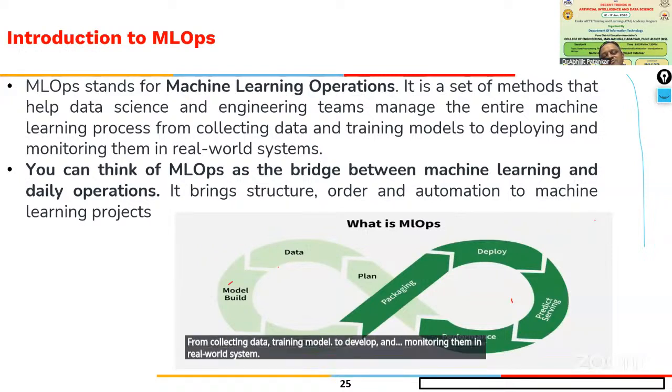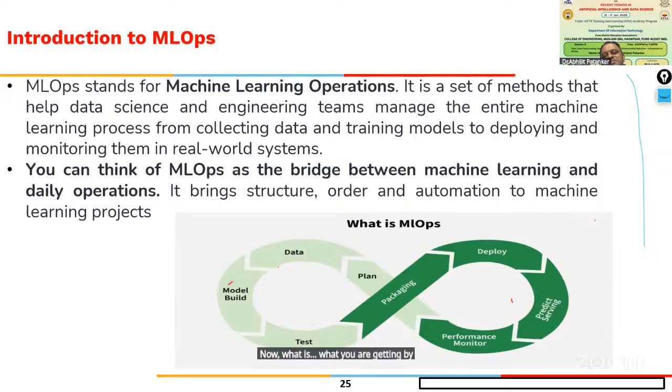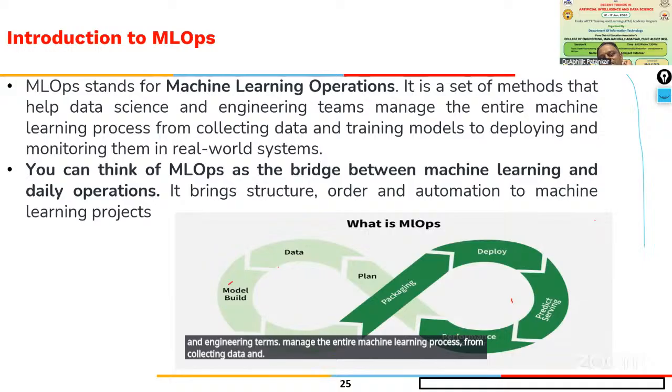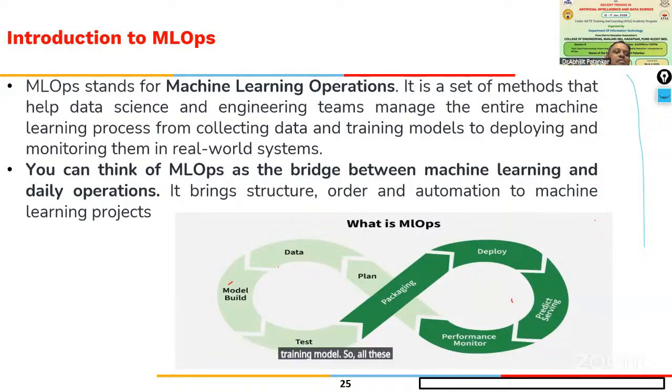Now, what are you getting from these words? It is a set of methods that help data science and engineering teams manage the entire machine learning process, from collecting data and training the model. All these things are relevant to each other. That is called machine learning operations.